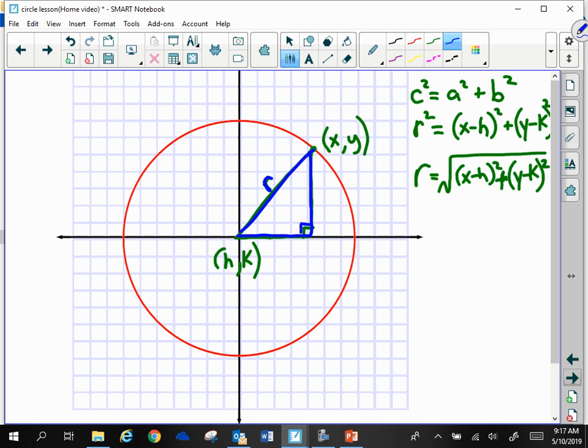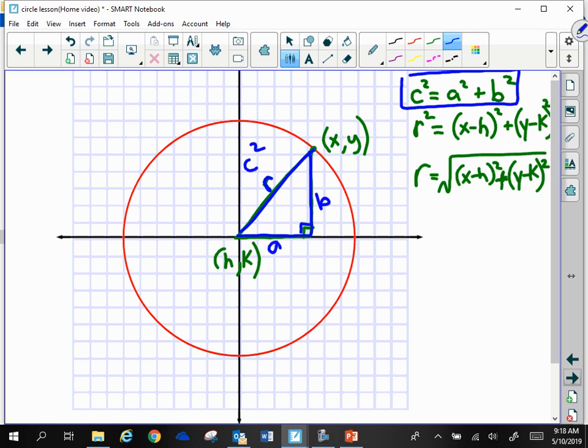What type of shape did I draw right here? Right triangle. And the last time we covered right triangles, you could use a squared plus b squared equals c squared. So that's what I did right here. But instead of me just saying, the circle equation is a squared plus b squared equals, because that really is the circle equation, I know it's a right triangle that's there.